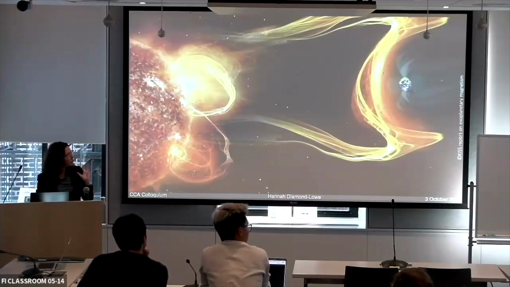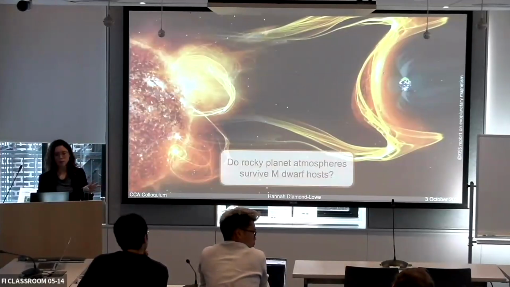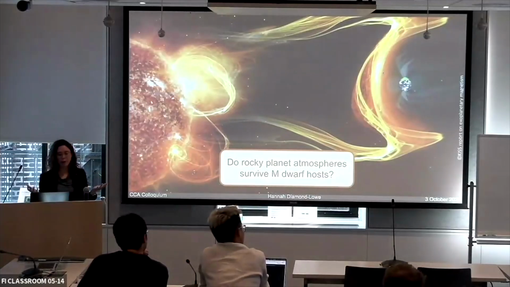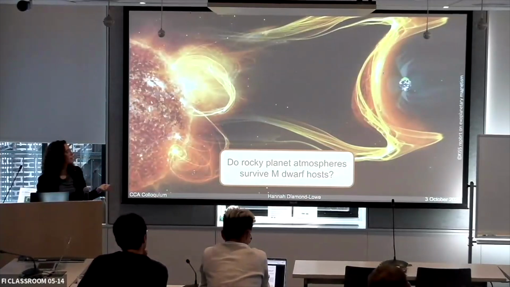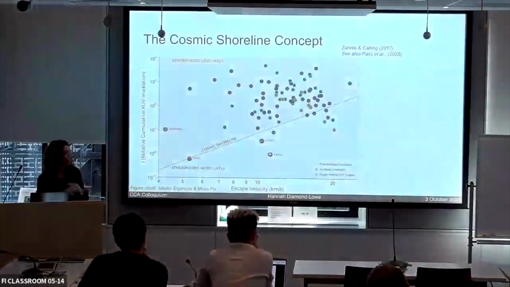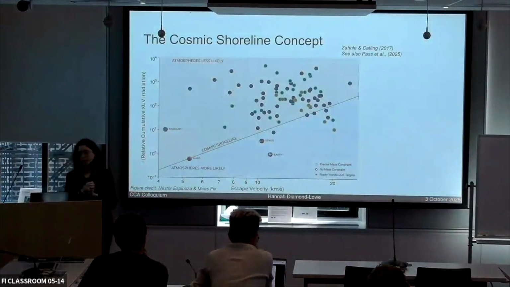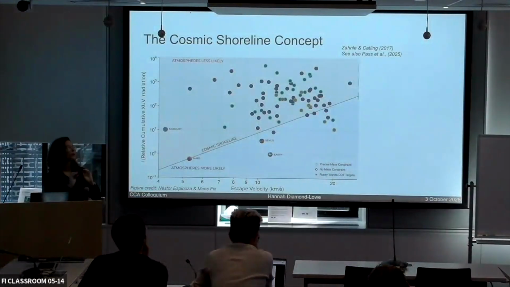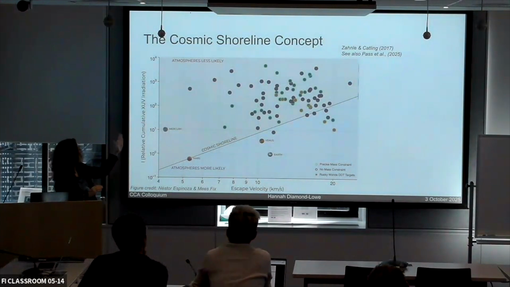So we want to detect rocky planet atmospheres, but we've kind of ended up in this place where we're asking, do rocky planet atmospheres even survive around M-dwarf hosts? And as this has become the thinking, we kind of want a little bit more of a theoretical concept to follow. And that's going to come in the form of this cosmic shoreline concept, which is a rough concept, right? So I'll say what I mean by that.